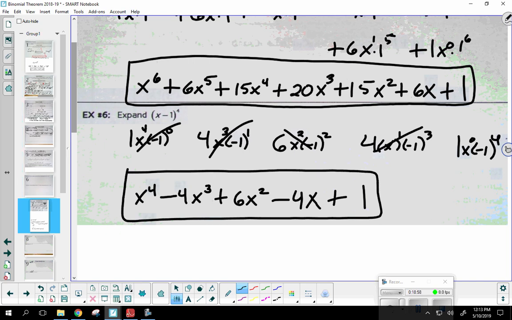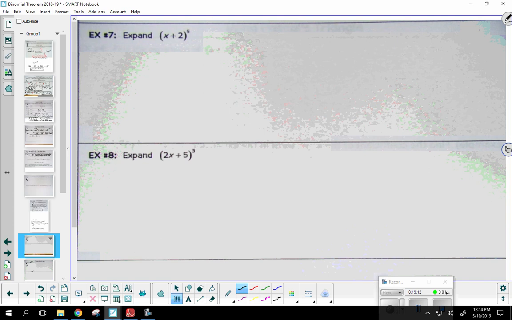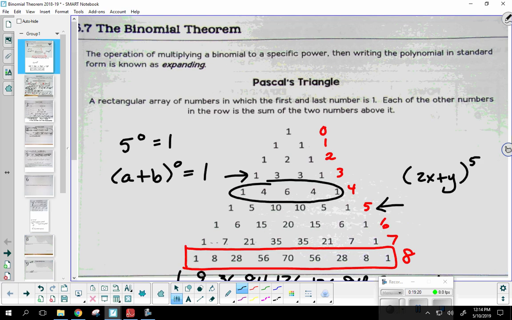Is there anybody who's not sure how I got any of those terms? Anybody confused? Okay. Let's try another one. What about x plus 2 to the 5th? Okay, so what row am I going to look at? Okay, so the 5th row. So that one is 1, 5, 10, 10, 5, 1.